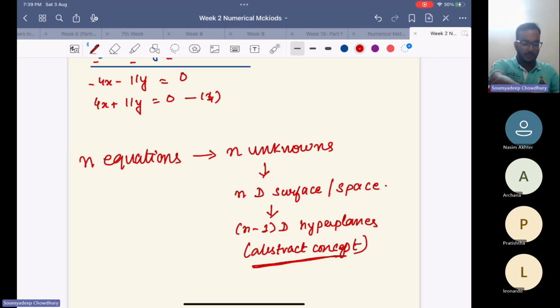So one more small thing before I go to the matrix form of solving the equations. Do you have an idea what the difference is between a surface and a plane? Anyone? Any idea on what is the difference between a surface and a plane?